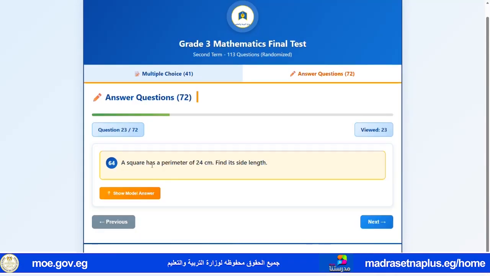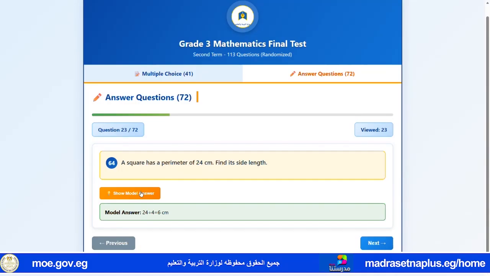A square has a perimeter of 24. Find the length of its side, or side length. 24 divided by 4 equals 6. So the right answer is 6.